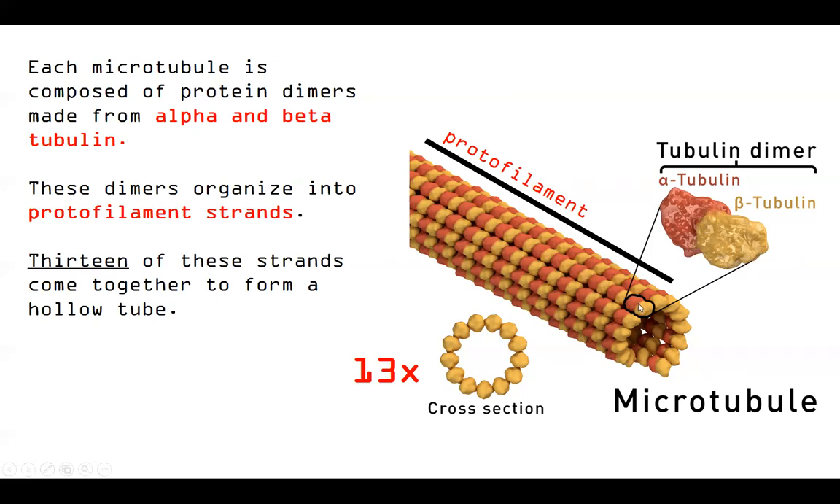13 of these strands, so counting 1, 2, 3, all the way around this ring, come together to form a tube that's hollow in the center. So here we're looking at it straight on. You can see that there are 13 of these. Okay, so 13 protofilament strands. And this altogether is a microtubule. So these are fairly large in structure relative to the other cytoskeletal elements. You can see they form a hollow tube.